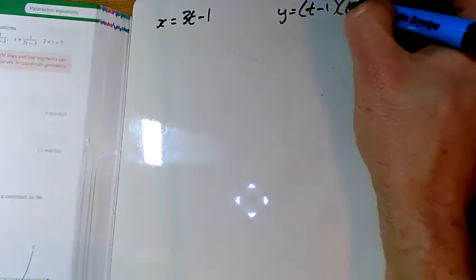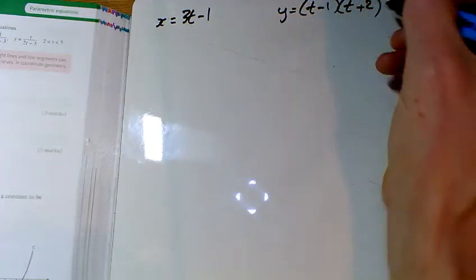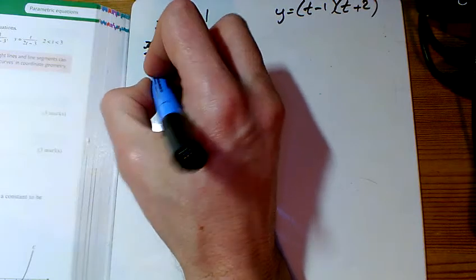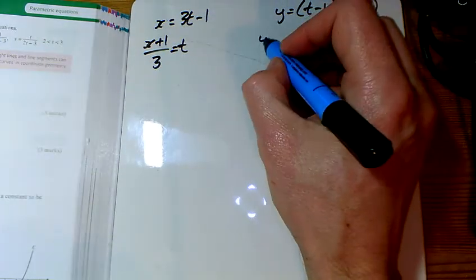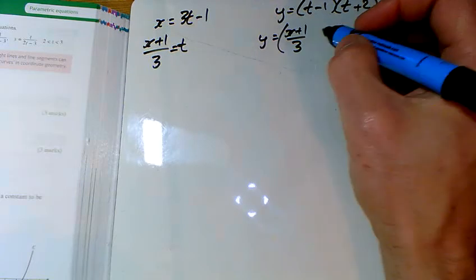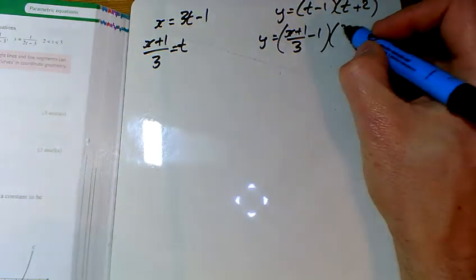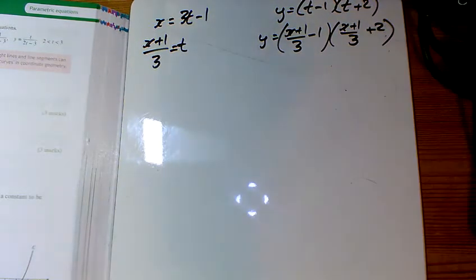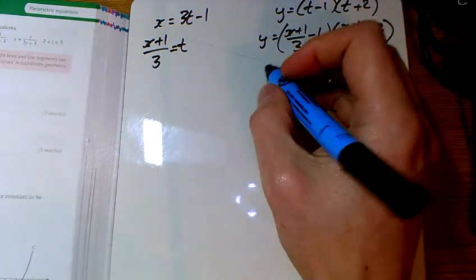Part B of question 4. I'm going to add 1 to both sides and divide by 3 to find out what t is. Now I'm going to put this in here. So I've got (x + 1)/3 - 1 and (x + 1)/3 + 2. Okay, let's tidy up both of those fractions.